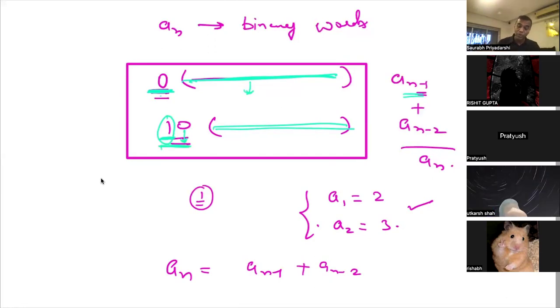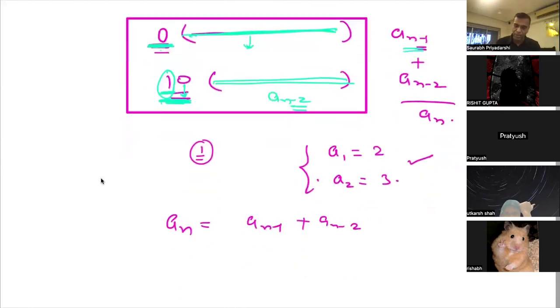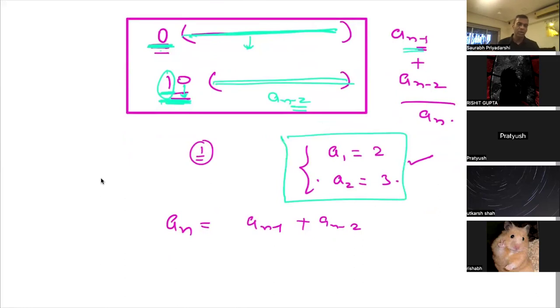We have to fix two places, so we have A(n-2) strings on that. Every time you have to think in this way. And A1 and A2, you are able to find that. Then they will ask the question of what is the value of A10, A5, A7 or something like that. So that is the simplest way.